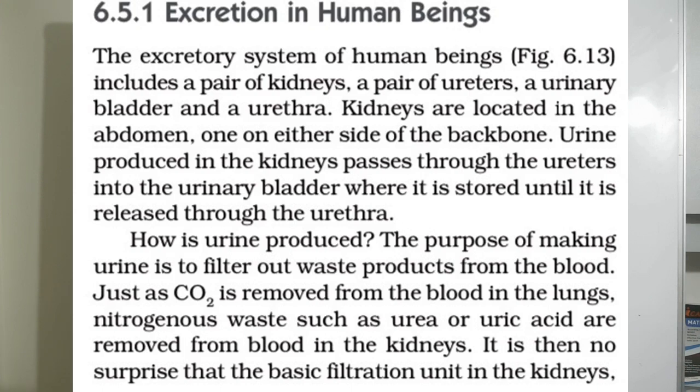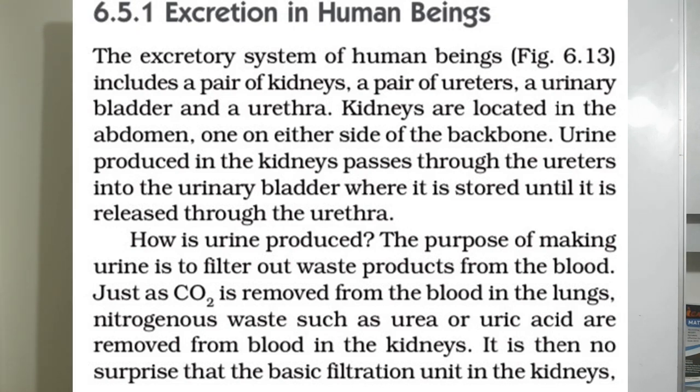The excretory system of human beings, which is shown in figure 6.13, includes a pair of kidneys, a pair of ureters, a urinary bladder and a urethra. Kidneys are located in the abdomen, one on either side of the backbone. Urine produced in the kidney passes through the ureter into the urinary bladder, where it is stored until it is released through the urethra. How is urine produced?